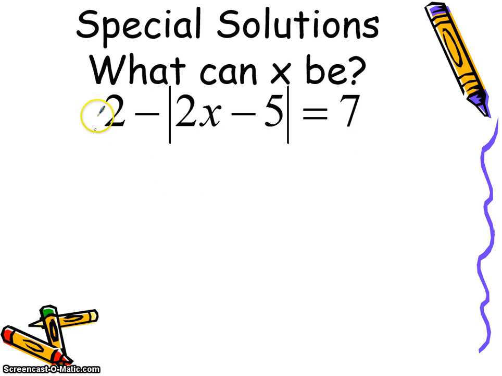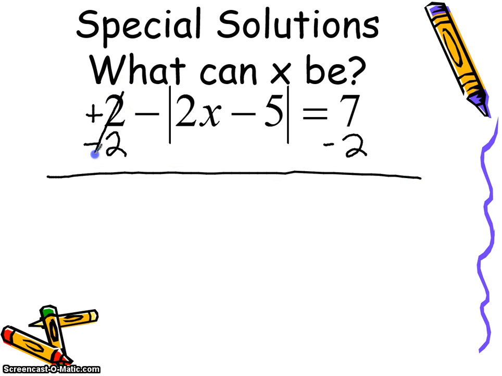Let's look at another example. Are the absolute value symbols isolated? No. They actually have two operations with them. Do you see how we have a positive 2 here? How do we eliminate positive 2? Well, we subtract 2. Positive 2 minus 2 makes 0. We have negative absolute value of 2x minus 5 is equal to 7 minus 2, which is 5.